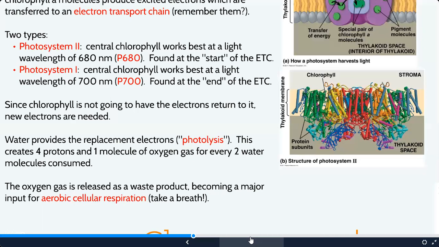So for every 4 protons and 1 molecule of oxygen gas, 2 waters are consumed. Okay, so remember, a hydrogen ion has 1 proton and 1 electron. So we strip the electrons off, send those down the ETC. What's left is the hydrogen ion, which is also called a proton. The oxygen gas is a byproduct. It gets released back into the atmosphere, and then it is used for cellular respiration.